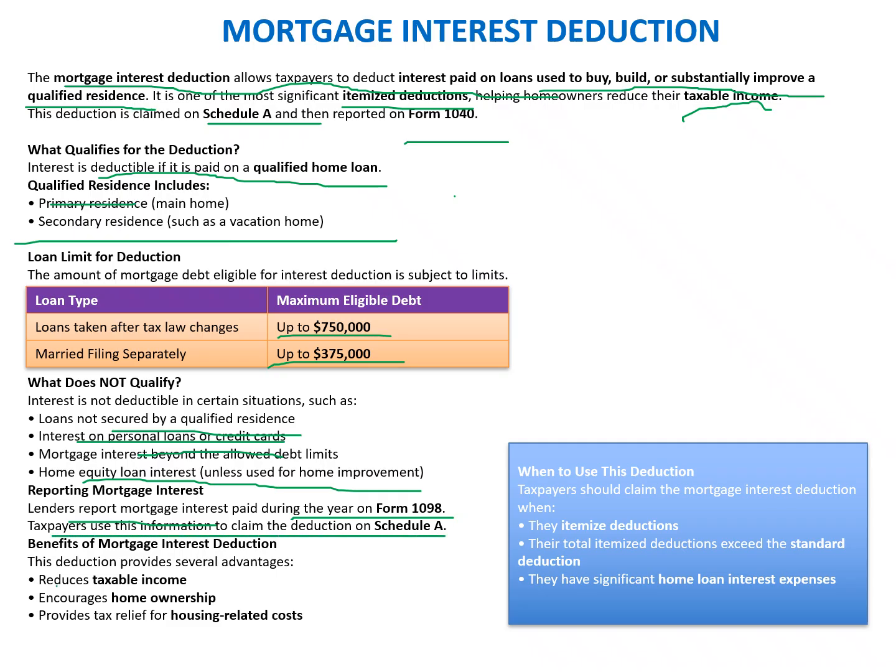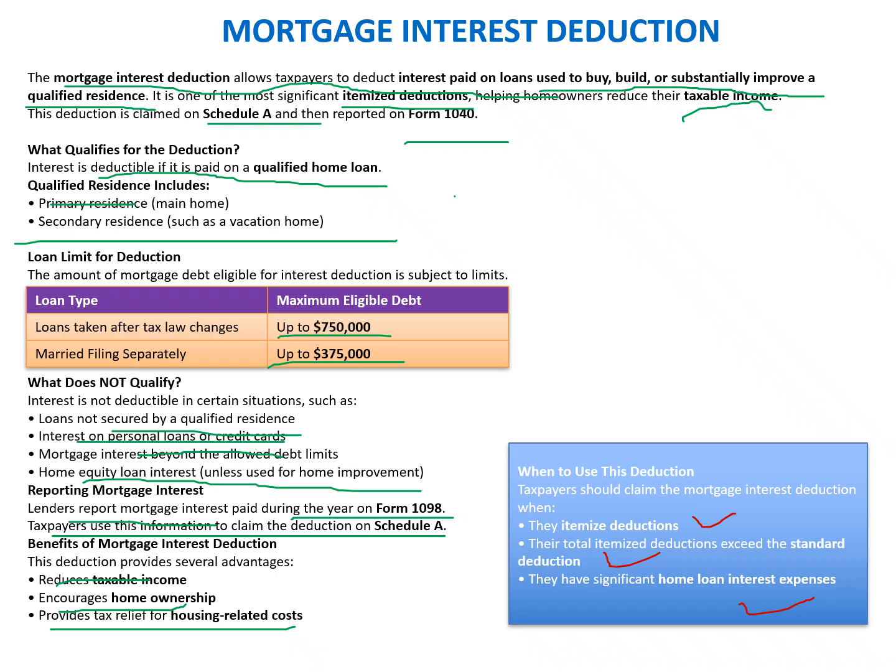The benefit is that it reduces the taxable income, encourages home ownership, and provides tax relief for house related costs. And when to use the deduction? Taxpayers should claim the mortgage interest deduction when they have itemized deductions, and the total itemized deductions exceed the standard deduction, and they have significant home loan interest expenses. So if these conditions are there, then definitely it's a merit for an individual to claim the itemized deduction and then claim the mortgage interest as a part of their itemized deduction, rather than using the standard deduction, which is lower, a lesser benefit when compared to the itemized deduction.